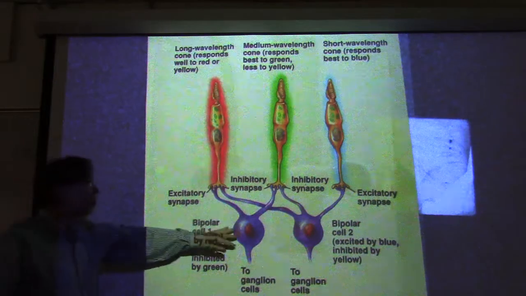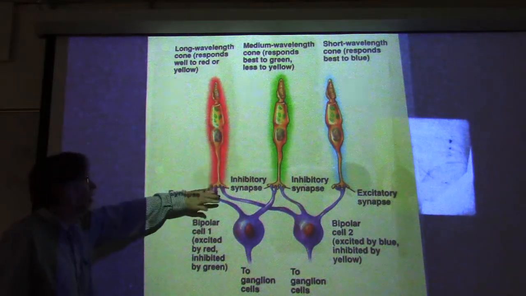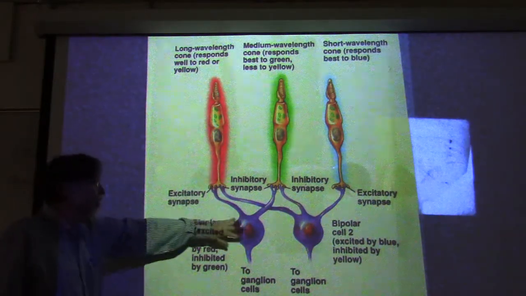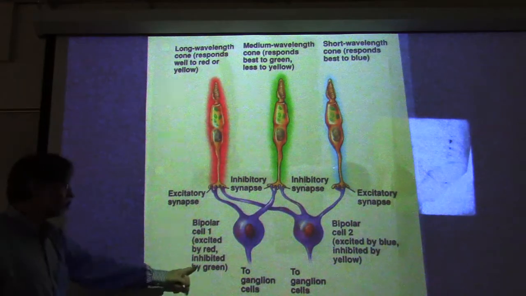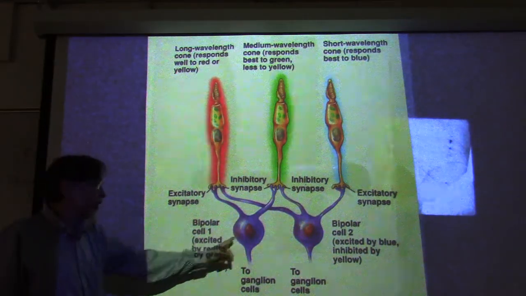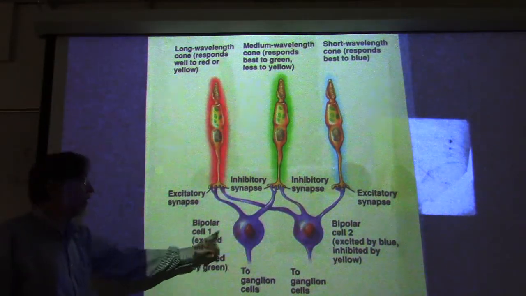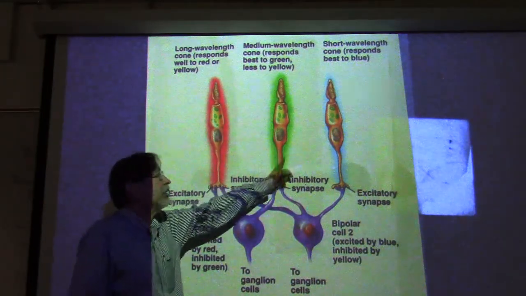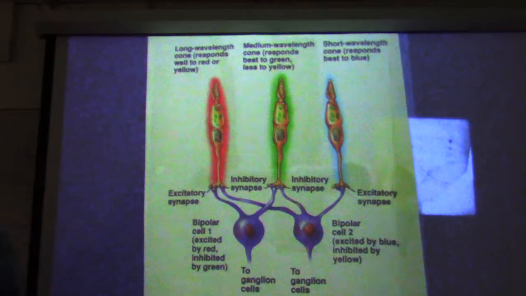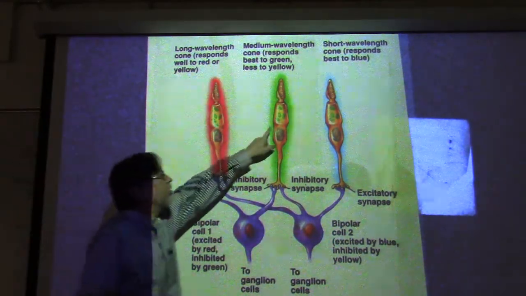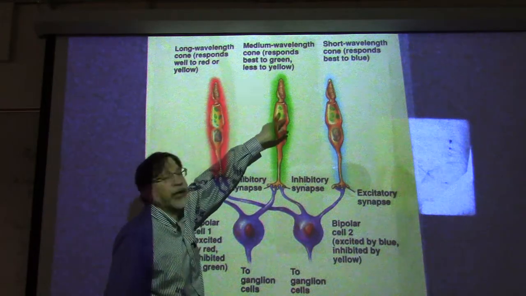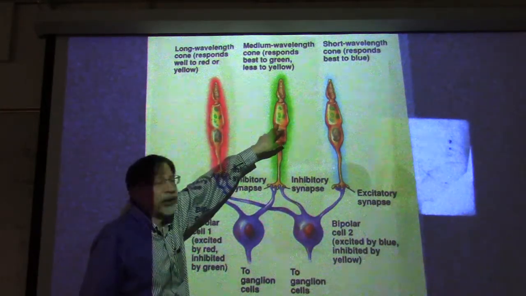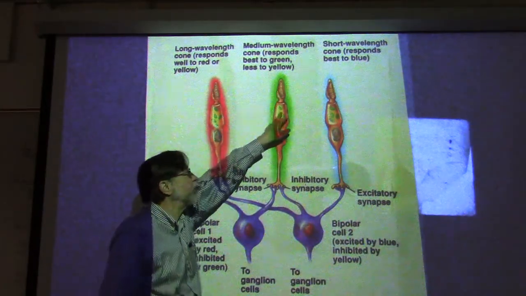Here's our bipolar cell. We've got an excitatory synapse on this cell. This bipolar cell here is excited by red and inhibited by green, and they put green around the outside here to indicate that the cell here is responding to green. The pigment inside here should look red because it's absorbing the green light. So these pigments ought to look red that are in there.